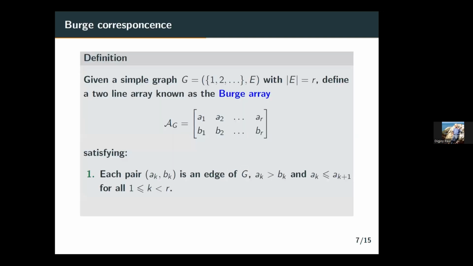Okay. So to start the Birch correspondence, given a simple graph, we first define what is called the bi-array. We want to arrange the edges of the graph in the following manner: in each column, the top element a_k is bigger than the corresponding bottom element. And when two elements in the bottom are equal, then on the top there will be a less than or equal to sign.